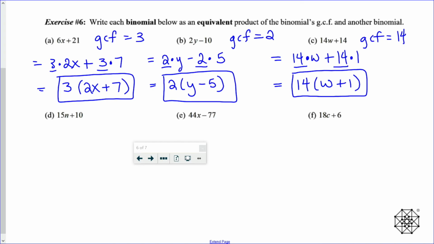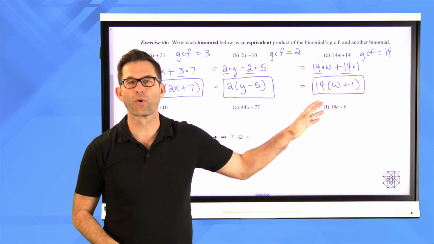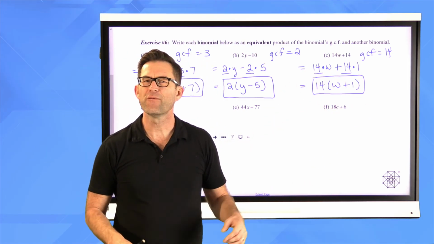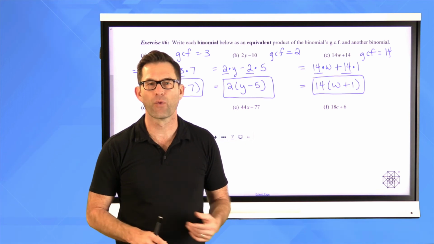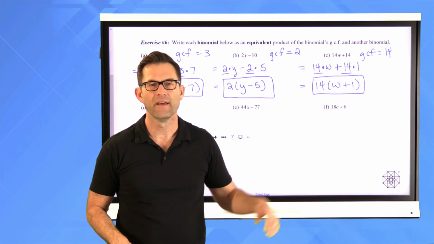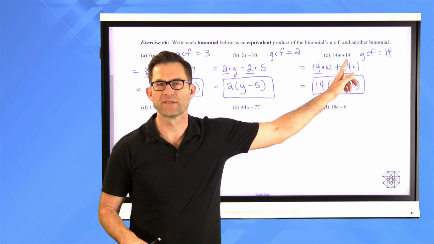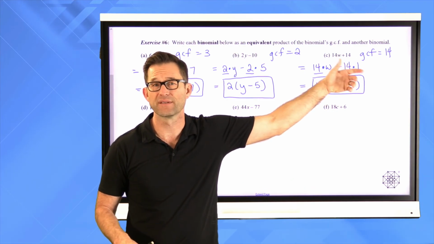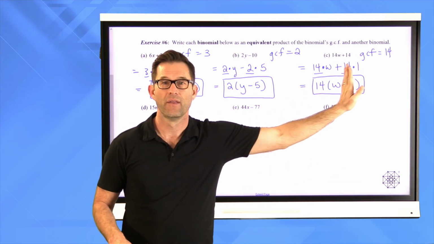Students will sometimes make a mistake with this, and they'll simply rewrite this as 14 times w. But if 14 times w was equivalent to 14 times w plus 14, that would be strange, right? 14 times w plus 14 is obviously 14 more than just this thing.